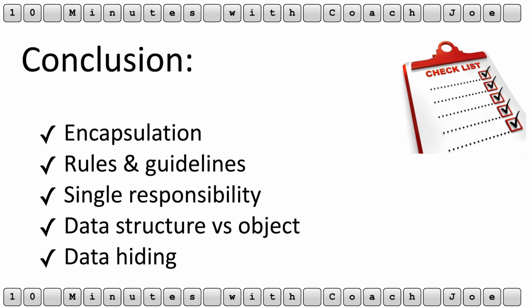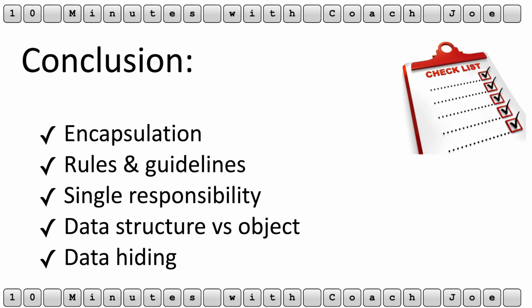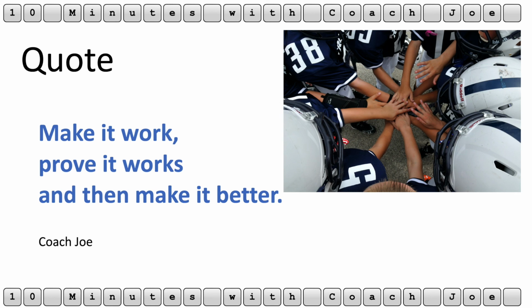You should now have an understanding of encapsulation along with some rules and guidelines to follow. Classes and methods should only have one responsibility. A class should either be a data structure or an object with behavior. Access modifiers will control accessibility to the class, methods, and properties. Data hiding is needed to restrict access by other classes. In the next lesson, we will discuss inheritance.